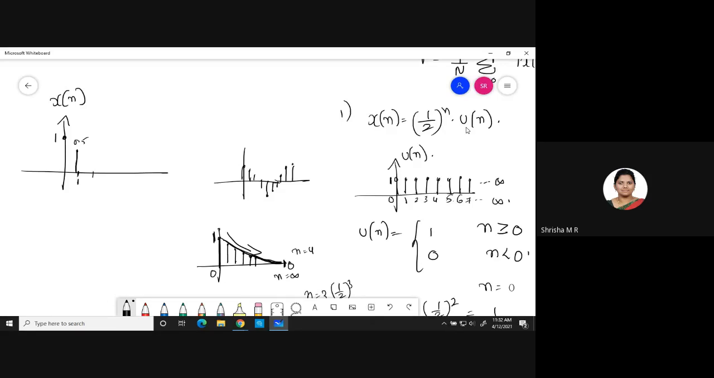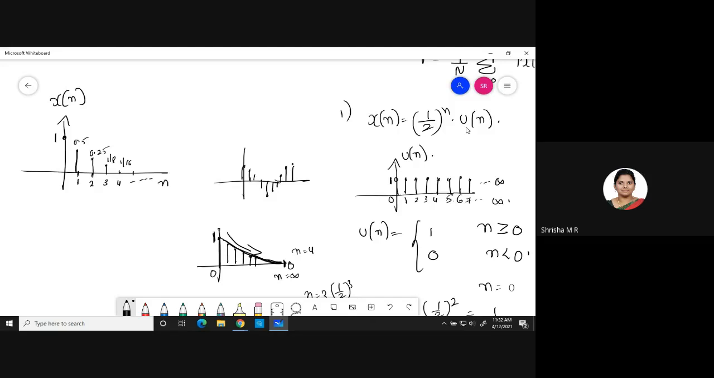At n is equal to 2, it's 0.25 amplitude. At n is equal to 3, 1 by 8. How much is that? 1 by 8. And n is equal to 4, it's 1 by 16. And it goes on, it becomes less for increasing values of n.